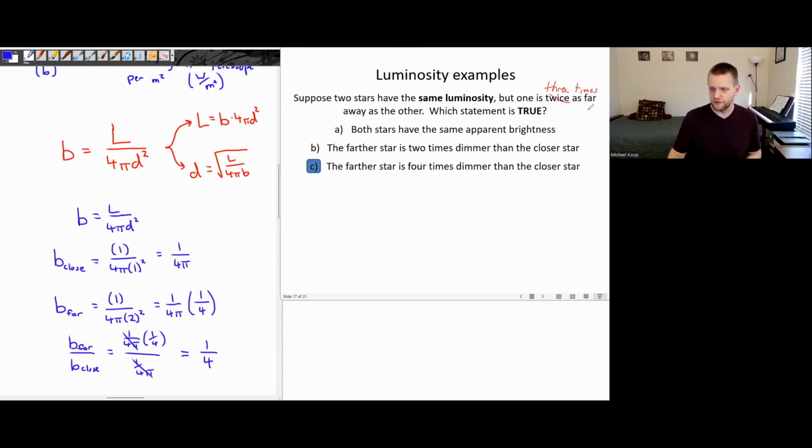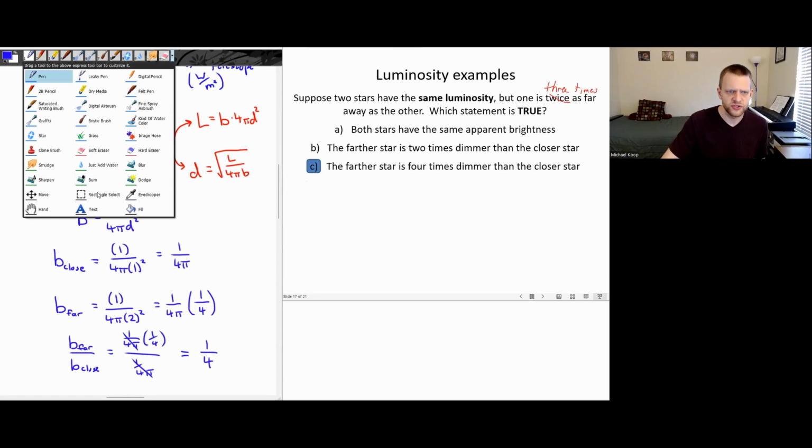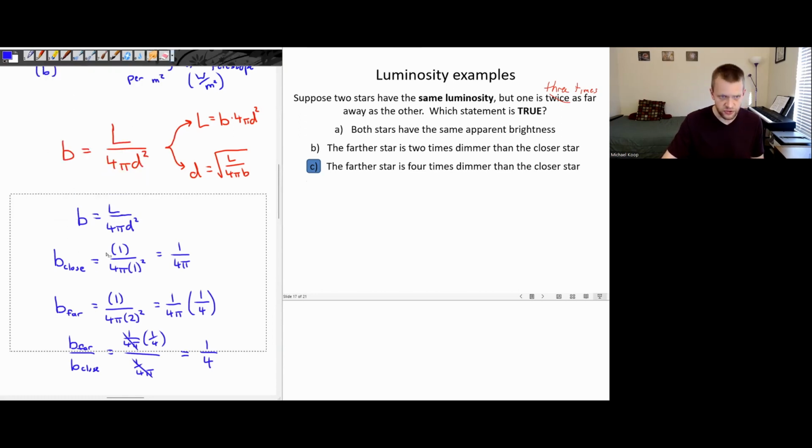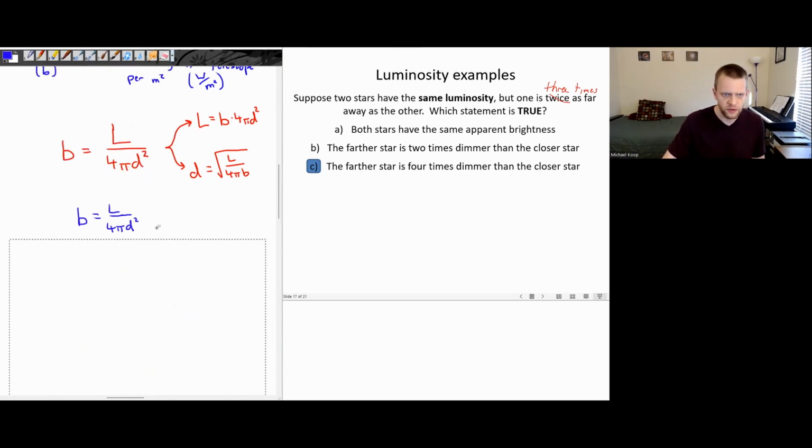One is 3 times as far away from the other. And let's see what happens when we do that, dropping the 4 pi term. So I can erase this one. I recommend you try this one again yourself before we go through the numbers.